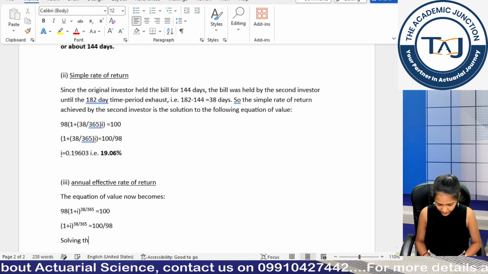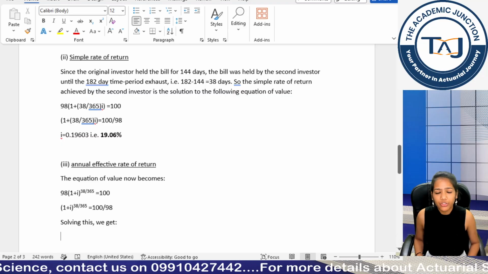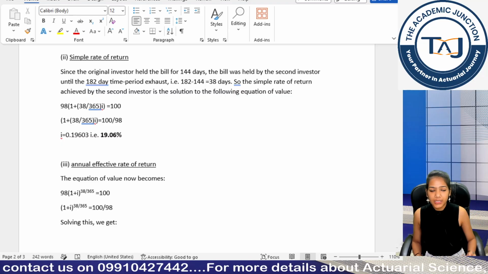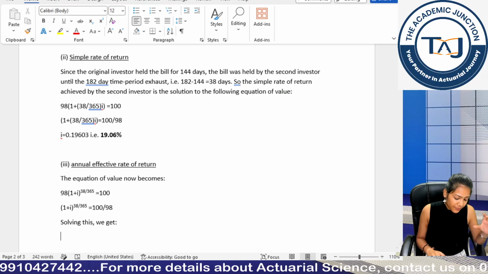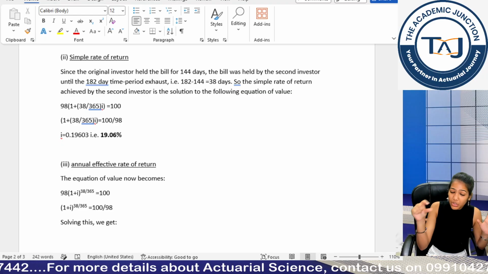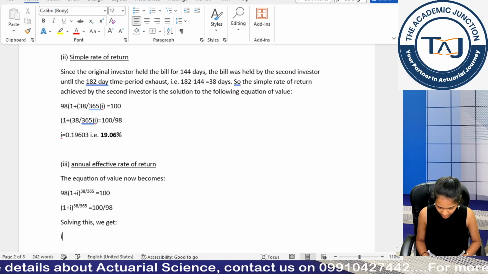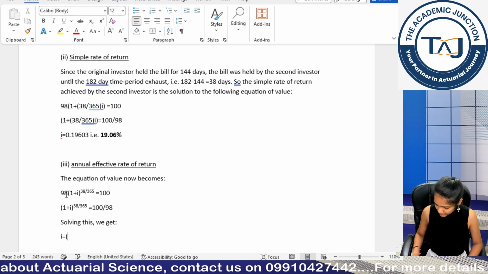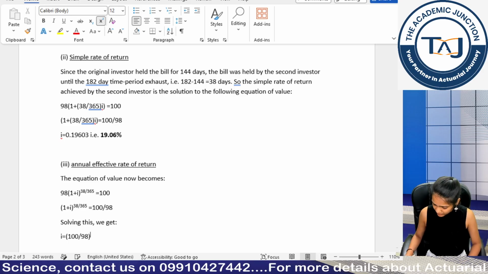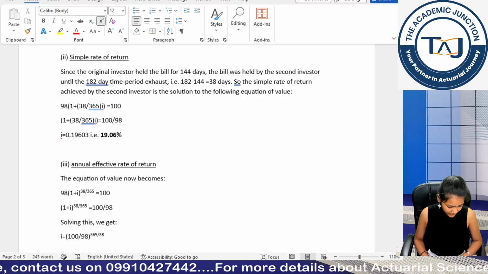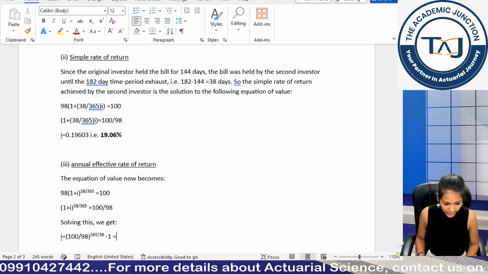Now we can simply write solving this. We have to show 1 to 2 steps in each calculation, then you can simply show solving this equation. It also depends on the marks, since this part is only a 2 marker. One mark is for the equation of value and the 1 step, and another mark is for the final answer. So we get this as 100 by 98 raised to the power 365 by 38, and this whole minus 1. This is the equation I derived, so you can check it.